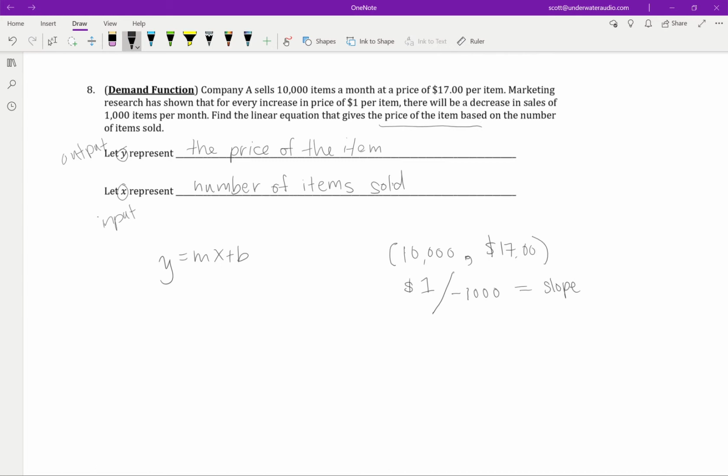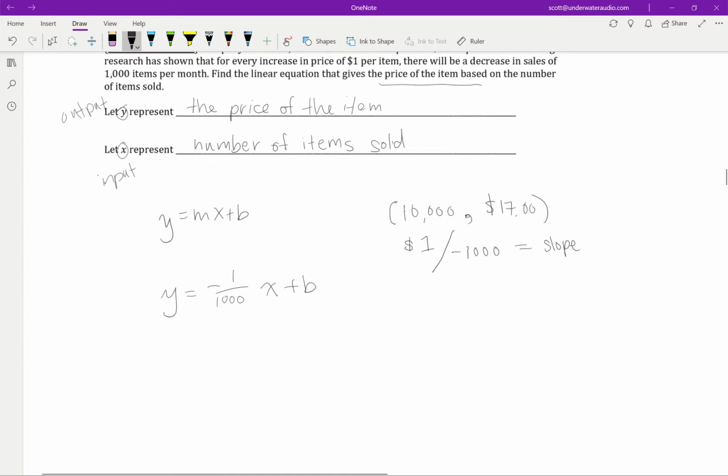So I'm going to try putting this all together. The price of the item. So we have a slope, we don't have an initial value, but that's okay because we have a point. So we have y equals minus 1 over 1,000 x plus b. So I'll plug in my points here. So I've got an x and a y. So I've got $17 equals negative 1 over 1,000. X is 10,000 plus b.